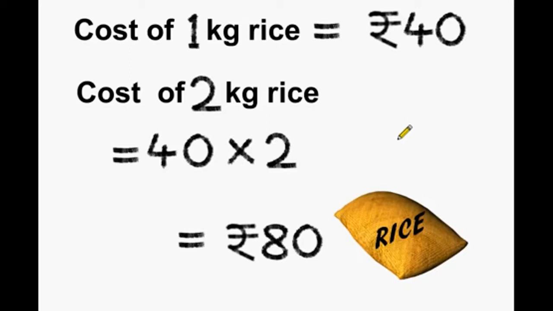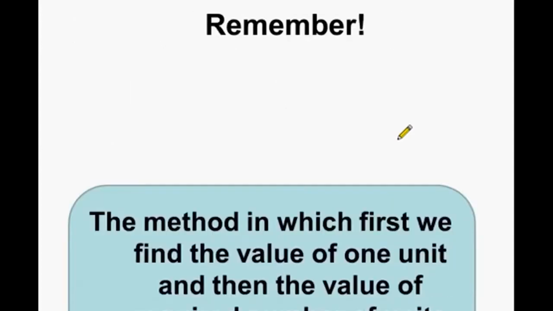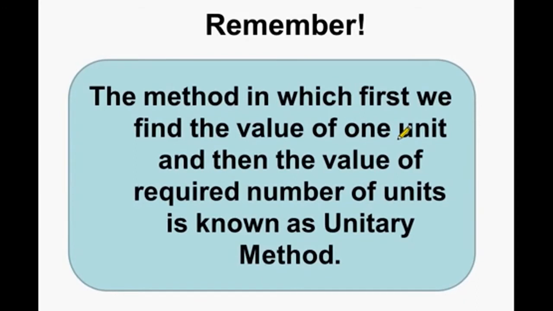So, students, we use the unitary method to find the price of 2 kgs of rice. So, remember the method in which first we find the value of 1 unit and then the value of required number of units is known as unitary method.